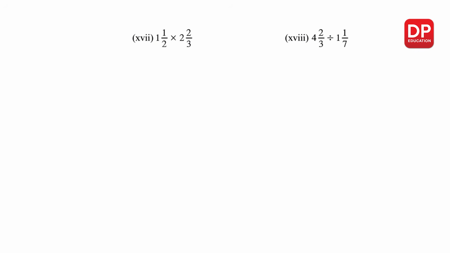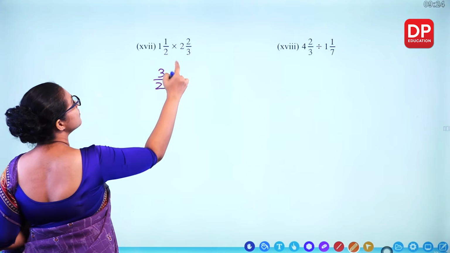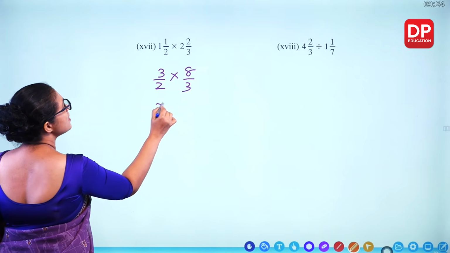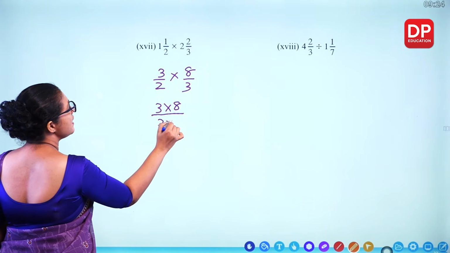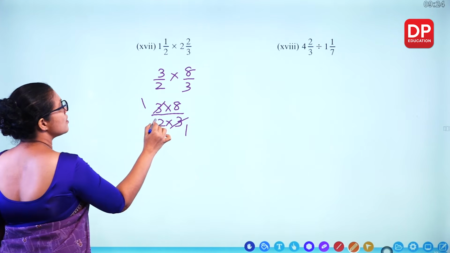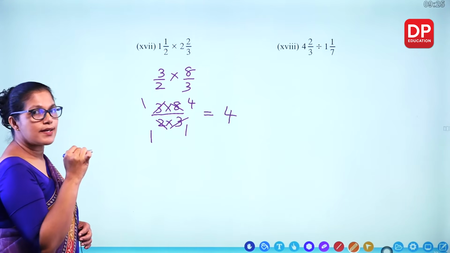First one is multiplication. Convert to top heavy fraction or improper fraction. 3 over 2. This one 8 over 3. Multiply the numerator separately and the denominator separately. You get 2 times 1, 2 times 4. 4 is the answer.